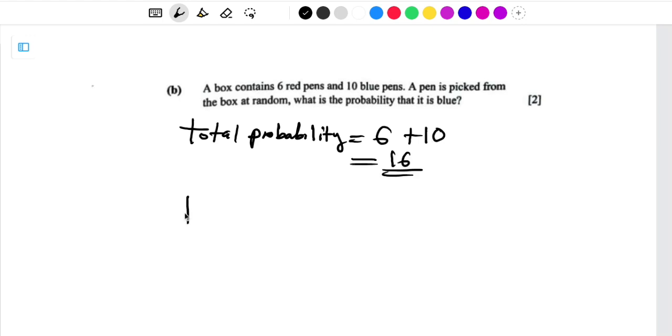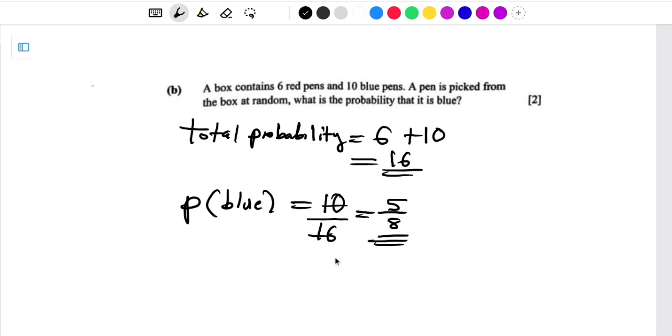So finding the probability of picking blue is going to be the favorable outcomes divided by the total outcomes. So for the favorable outcomes for blue, how many blue do we have? We have 10. What is the total? It is 16. Reducing this number, 2 into 10, that is 5. 2 into 16, that is 8. So this is going to be our final answer.